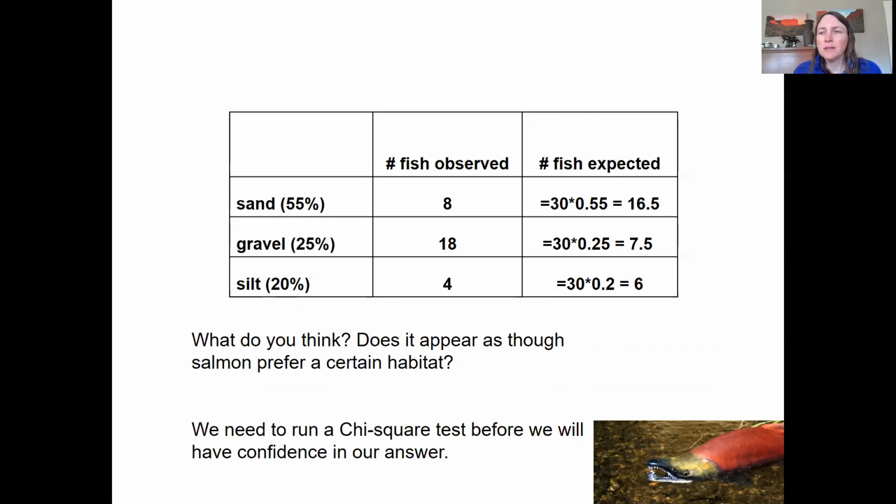If we just look at the data, we see very few fish in the sand, although we'd expect 16 and a half. We see 18 fish in the gravel, but we'd only expect 7 and a half. And we see 4 fish on silt, and we'd expect 6, so that's pretty close. It looks to me like we might have a pattern where fish prefer gravel habitat, and they are there at higher than expected numbers. But we need to run a chi-square test before we have confidence in our answer.